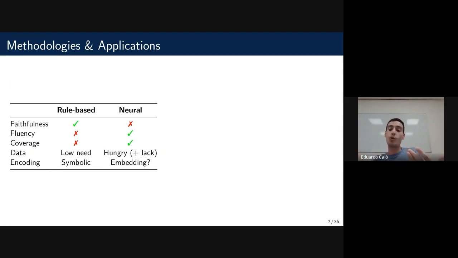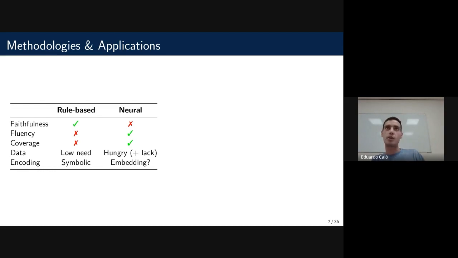Then fluency. We know that large language models now are very good at generating really fluent text, while with rule-based approaches, the grammatical and morphosyntactic structures that you can implement in these systems are very limited. So you know that with large language models, you get text which is more fluent. But we also know, as I said before, that they can spit out garbage, so text which is not faithful to the original input.